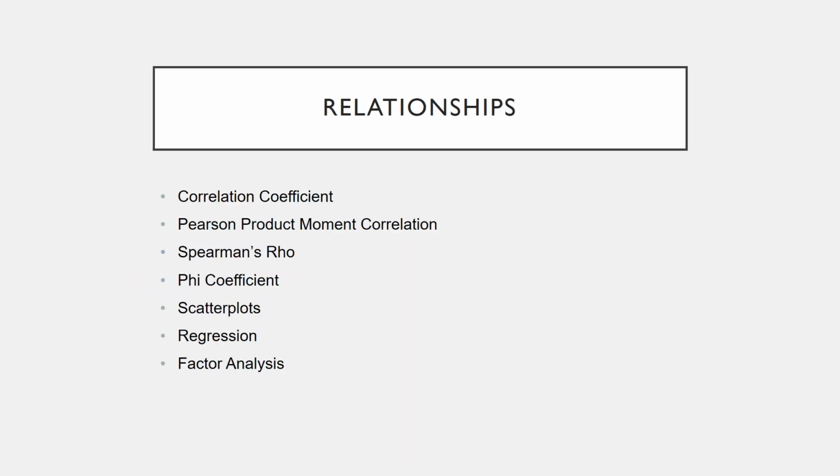Beyond these descriptive statistics, which tell us about the distribution of the data, we then have these inferential statistics, which help us to understand the relationships between different kinds of variables. So in all of these statistical tests, we're not focused on just one variable, we're focused on the relationship between multiple variables.